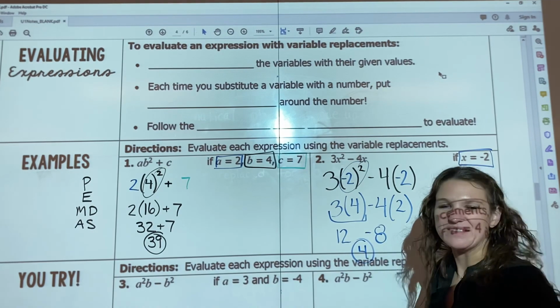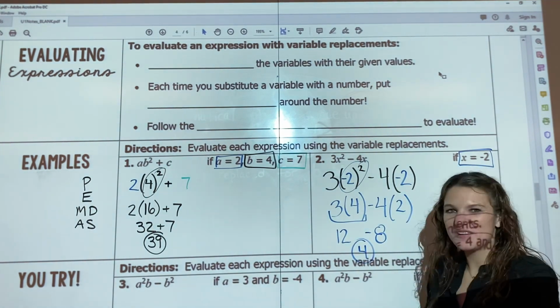All right, your turn to try. There's 4 below. Go ahead and try them on your own.